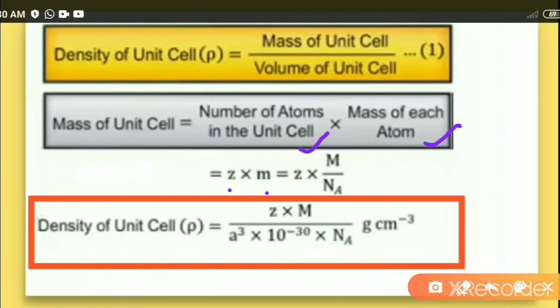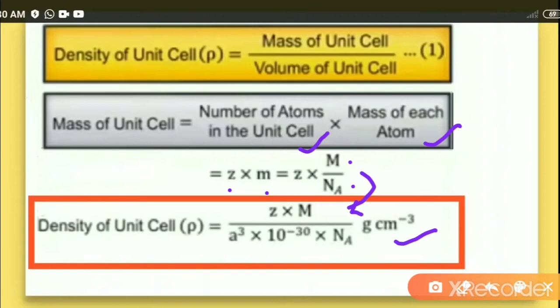And how do we find the mass of each atom? That is equal to the molar mass divided by Avogadro number. When you multiply this, that will be the mass of the unit cell. Now substitute these in this formula. Then we will get Z into M divided by A cube into 10 raised to minus 30 into Na, where Na is the Avogadro number, and the unit is gram per centimeter cube.